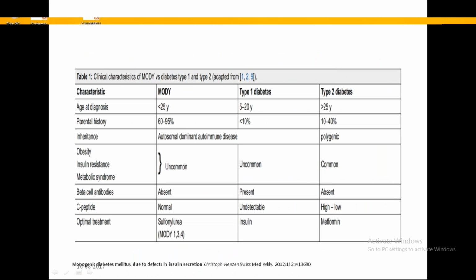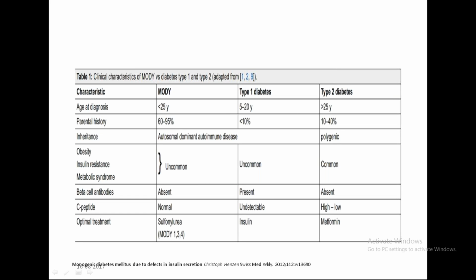So there are brief differences between type 1, type 2 and MODY. Usually the age of onset of MODY is less than 25 years. Type 1 is 5 to 20 years. Type 2 is more than 25 years. Based on this, we usually get confused between type 1 and MODY. And the family history is there for MODY, which is around 60 to 95%, as it is genetically mediated. Type 2, it is 10 to 40%, whereas type 1, it is less than 10%.